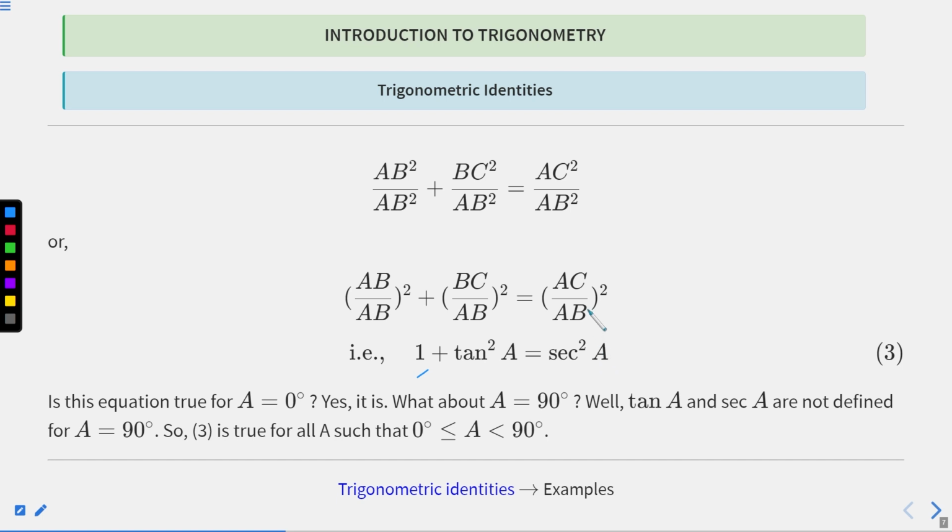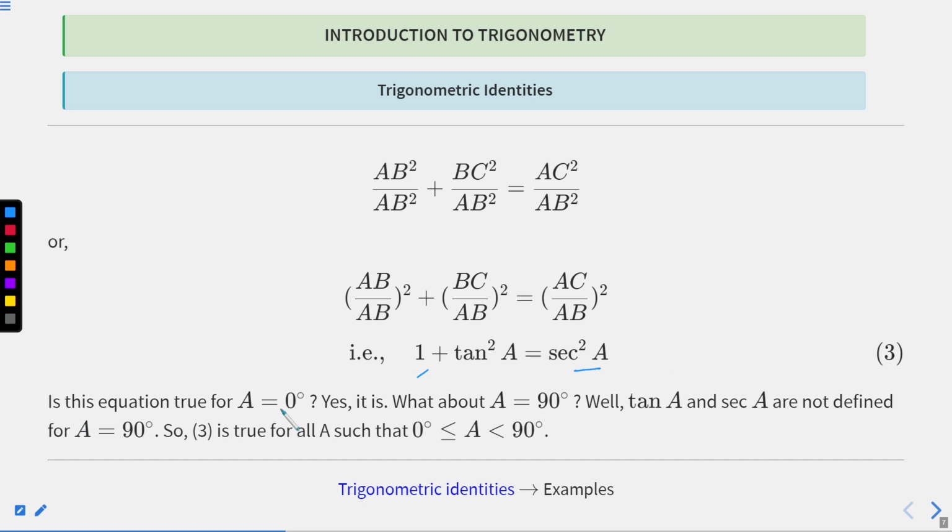Why? Because we know sec A is equal to 1 by cos A, and cos A is basically side adjacent to angle A divided by hypotenuse. So sec square A is equal to (hypotenuse divided by side adjacent to angle A) whole square. So (AC by AB) whole square is equal to sec square A. That is, 1 plus tan square A is equal to sec square A.